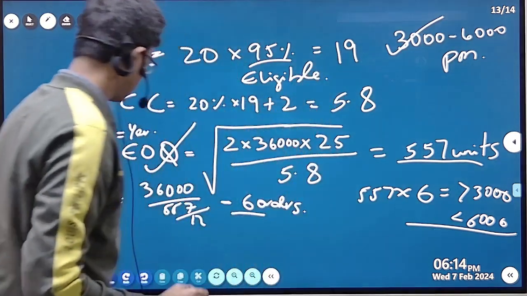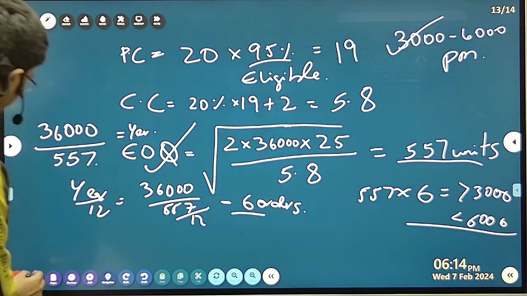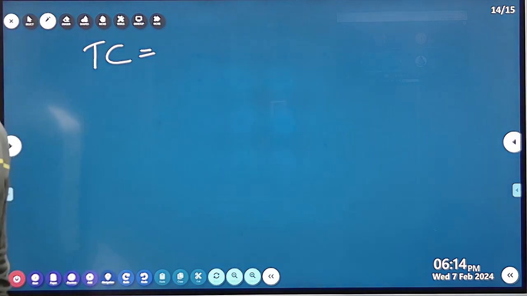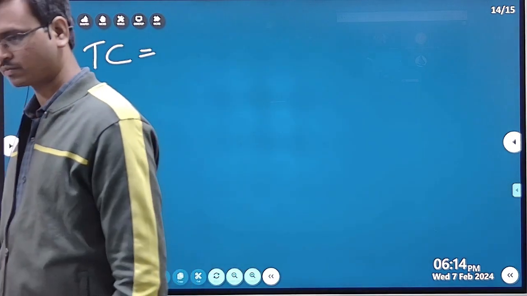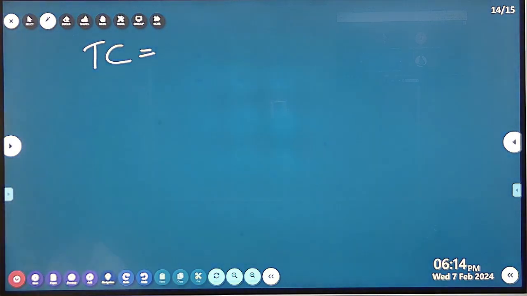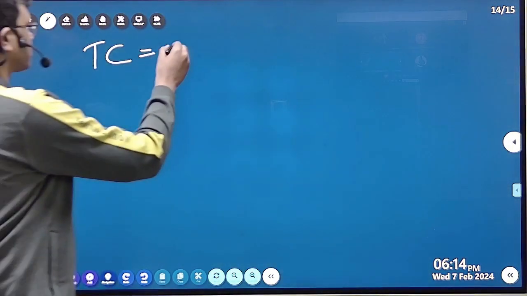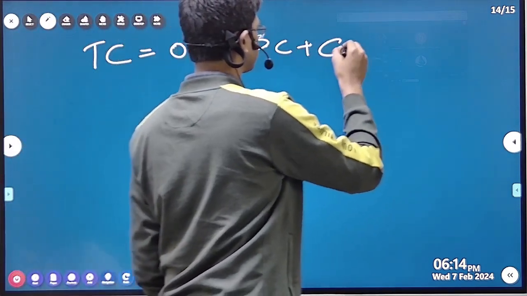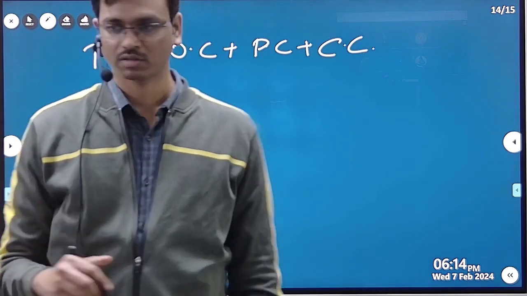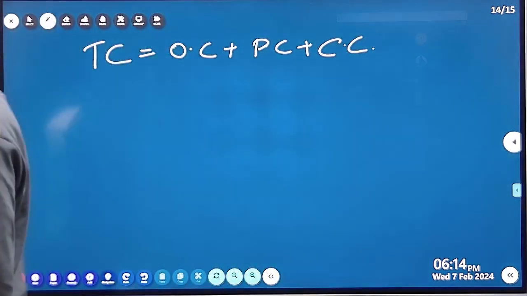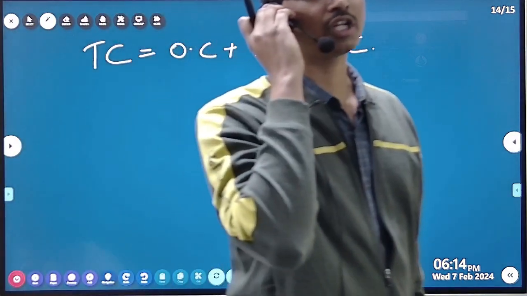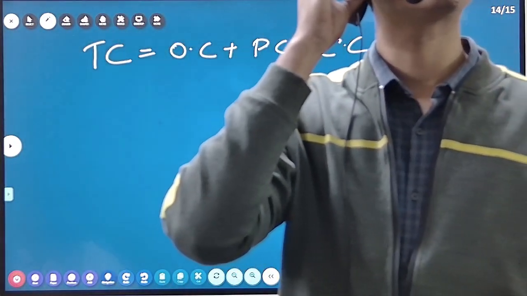Okay. So now we have calculated this. Now can you quickly calculate and tell me the total cost for this batch size? Do it on your own and tell me what is the total cost. So total cost is ordering cost plus purchase cost plus carrying cost. So online, are you following? Yes, sir.